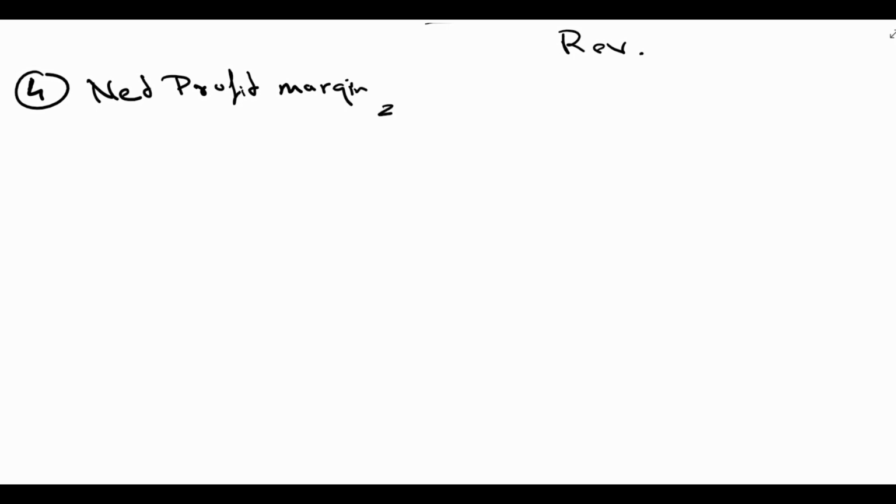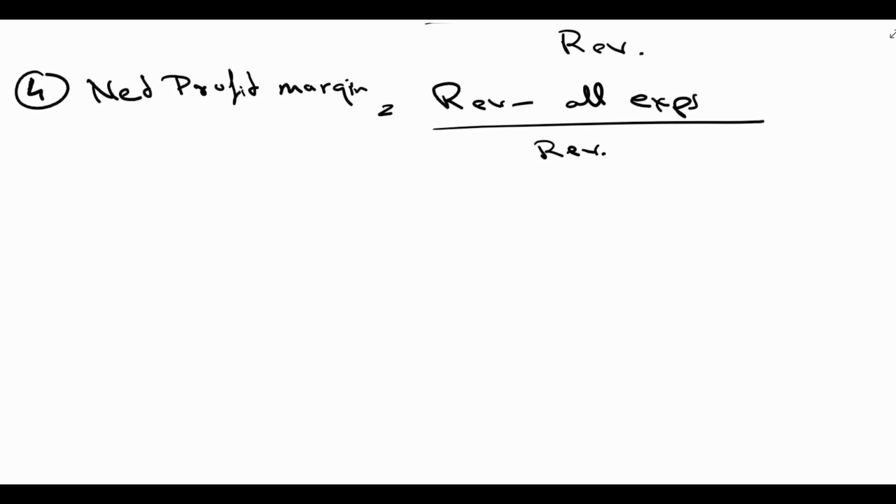So net profit margin is basically your revenue minus all expenses, divided by revenue. All expenses, plus you can also add other incomes. Okay, just rewrite this: other income. Now this tells us how efficiently we are managing everything.